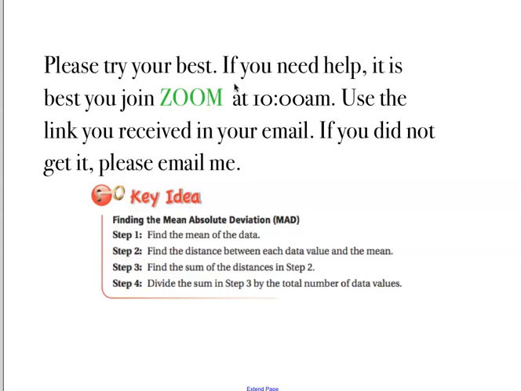Remember, mean absolute deviation, you find the mean, you find how much each point is away from the mean, and then you take the mean of that. Okay? If you have any questions, you can also email me, but if you email me, be sure to send me a question and your work so I can see what you have done.